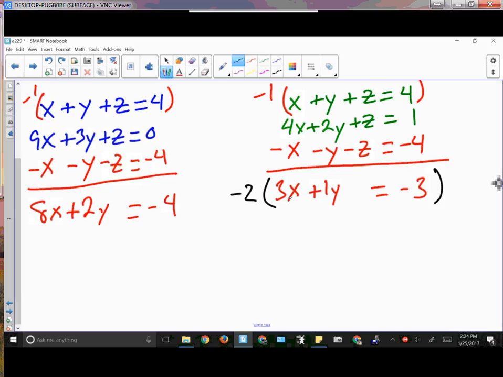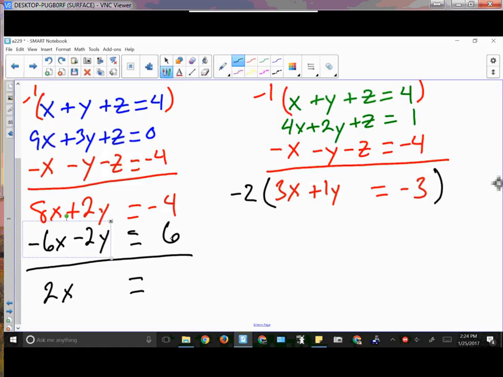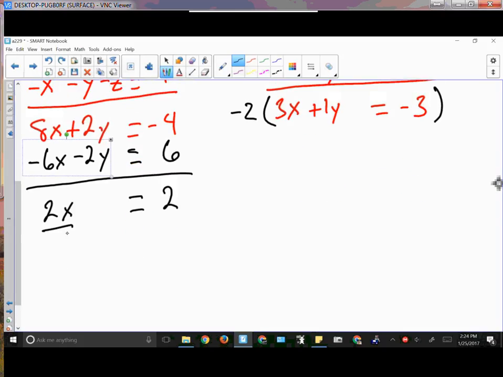So -2 times 3 gives me minus 6x. -2 times this gives me minus 2y. -2 times this gives me 6. You combine these together. 8x minus 6x gives me 2x. 2y, -2y, disappears. And here I end up with 2. So now, last thing I do, divide by 2, and x is equal to 1. Okay. I had to go through all of those hoops to get to.